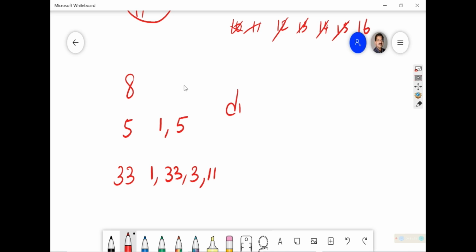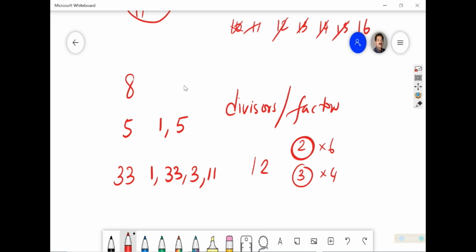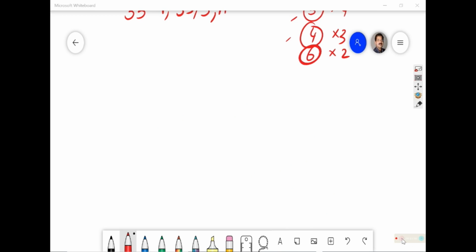Divisors are otherwise factors, they are factors also. Factors means that with that particular number, this number is made. If you are thinking about 12, 12 can be made by 2s, take 6. 12 can be made by 3s, take 4. 12 can be made by 4s, take 3. 12 can be made by 6s, take 2. So these became factors. Be very clear about it. Okay? That is one concept you should understand.